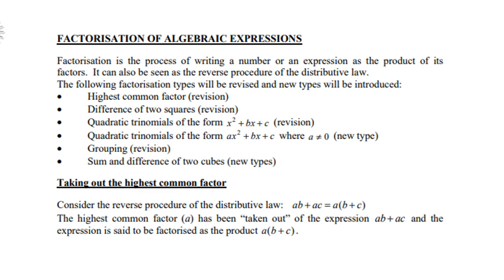So taking out the highest common factor, consider the reverse procedure of the distributive law. So if you have AB plus AC and you want to reverse that, then you'll see A is common. So we take out A as a common factor. We normally divide A into AB. It gives you B, and A into AC gives you C. The highest common factor A has been taken out of the expression AB plus AC, and the expression is said to be factorized as the product A into B plus C.